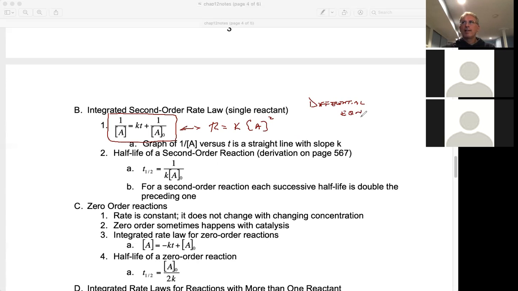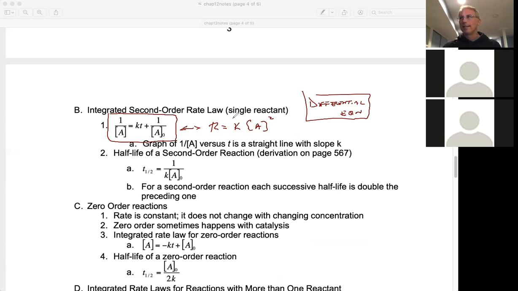Now, do you learn that in Calc AB or only in BC? Or neither? I think we went over them in BC. Got it. So this is like really high level calculus. There's a way to prove that these two equations are related to each other, but that's way outside AP chemistry.